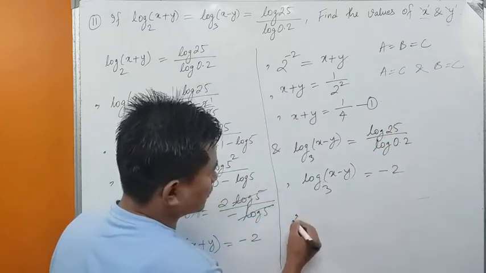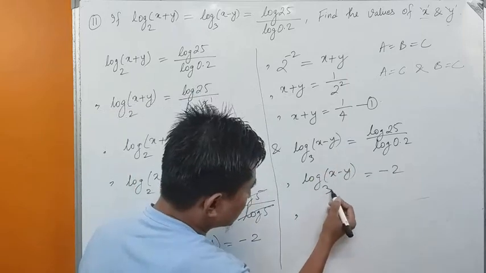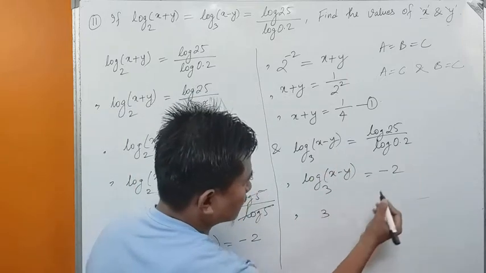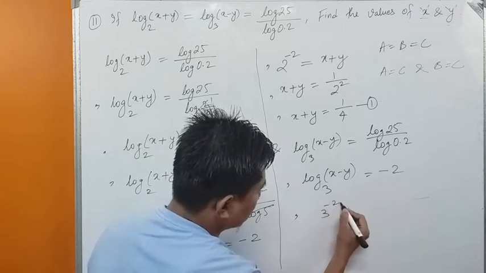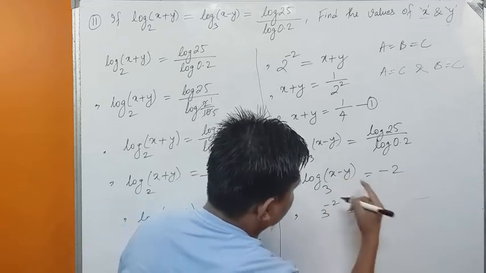Now let us convert this logarithmic equation to exponential form. So 3 is the base here, we write 3 here. This minus 2 comes here as power, equals x plus y goes to the right hand side. Sorry, x minus y.